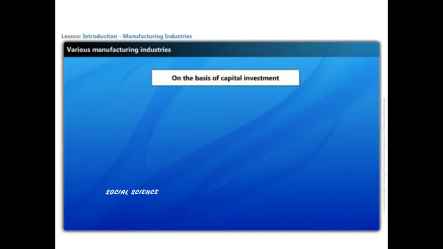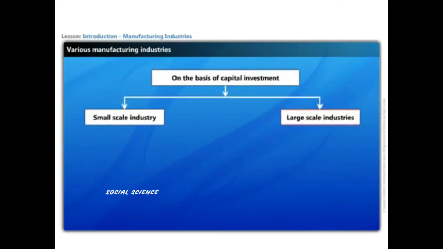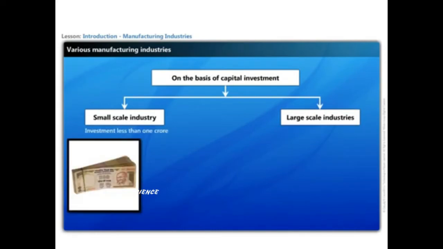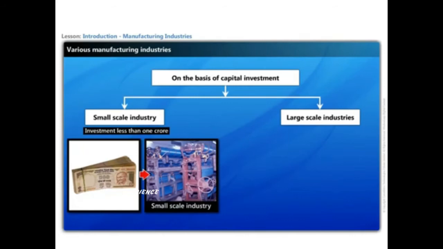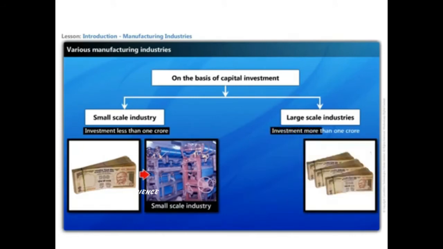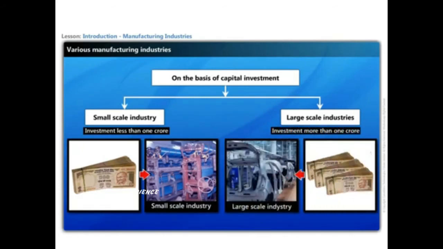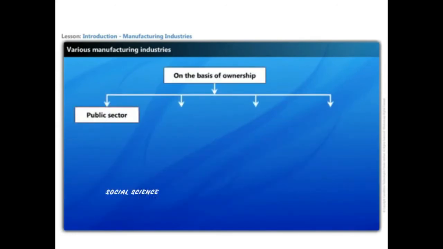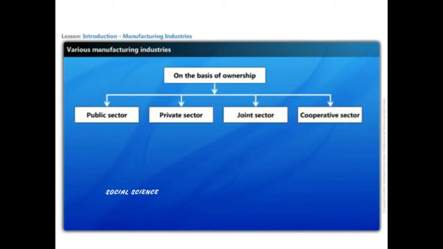On the basis of capital investment, industries are classified as small-scale and large-scale industries. At present, the maximum investment allowed is Rs 1 crore for small-scale industries, and the industries that invest more than 1 crore are known as large-scale industries. On the basis of ownership, industries are classified as public sector, private sector, joint sector, and cooperative sector industries.